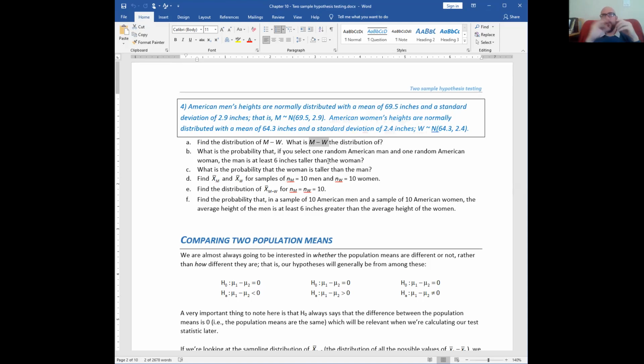So it's if I took all the men in the United States and stuck them in one room, and all the women in the United States and stuck them in another room, grabbed one man at random and one woman at random, and then subtracted their heights, so the man's height minus the woman's height, wrote that number down, and then repeated that until I had done every single possible combination. That is what M minus W is the distribution of. So let's find it. I'm going to do exactly the same thing we did before. We're going to do 69.5 minus 64.3 for the mean, and then the standard deviation is going to be the square root of 2.9 squared plus 2.4 squared. So let's go type that into the calculator.